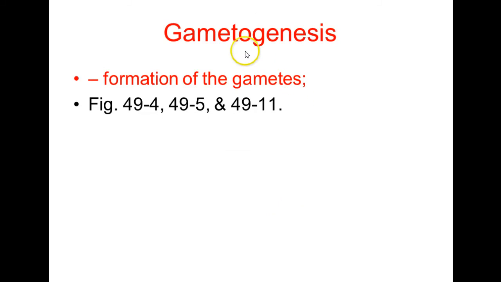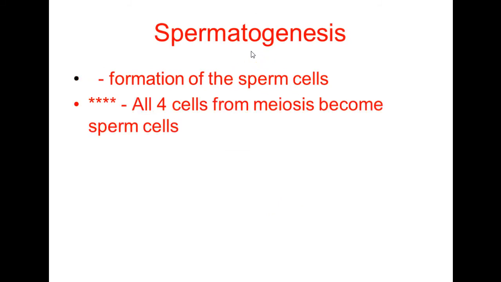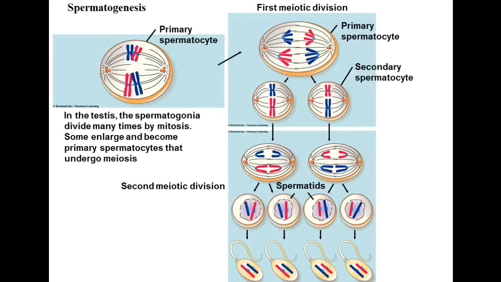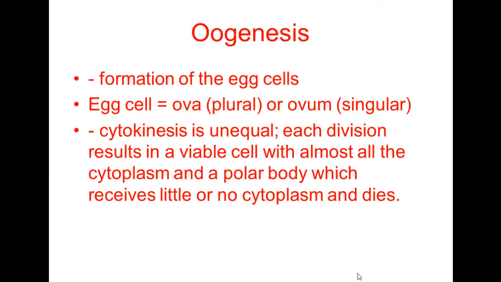Okay, gametogenesis. This is formation of the gametes. We can subdivide this into spermatogenesis, which obviously is formation of the sperm cells. The important feature of this is that all 4 cells coming out of meiosis become mature sperm cells. So basically this cell goes through the 2 divisions of meiosis, producing 4 haploid cells, all of which become mature sperm cells. Okay. Then we have the process of oogenesis.